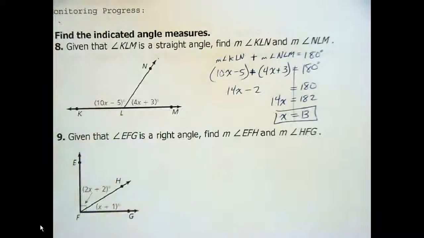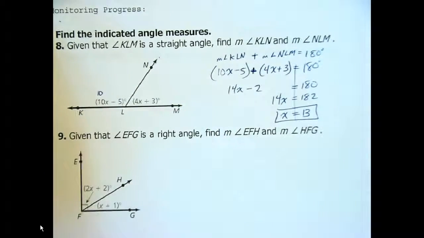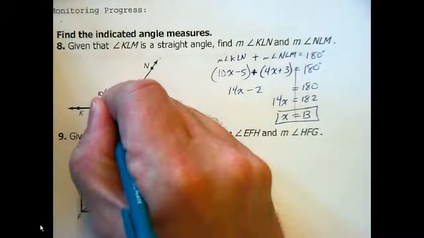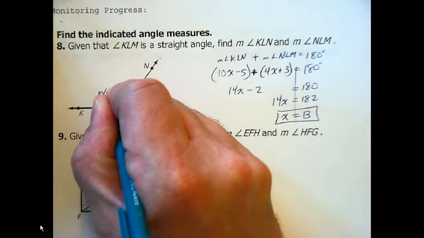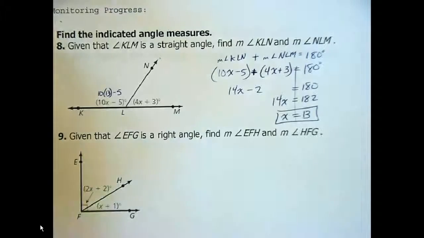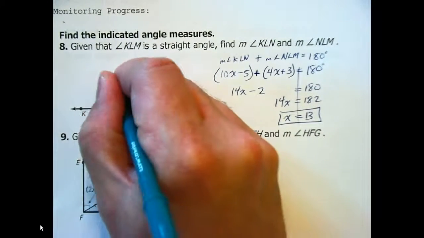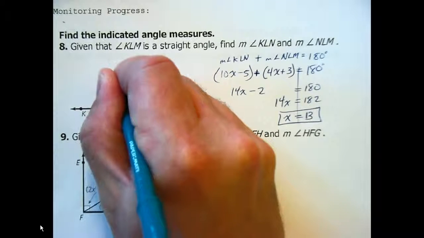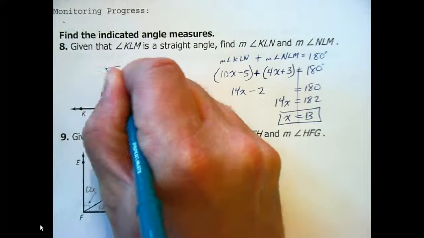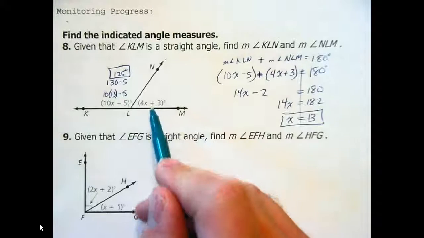Someone else. Yeah. So you plug it into the angle equation. So for angle KLM, it would be 10 times 13 minus 5. So that'd be 130 minus 5, which is 125, which is the degree. Okay, now let me pause there. If he's correct, which he is, how could we find this angle?